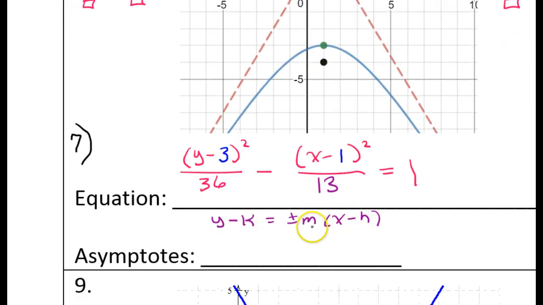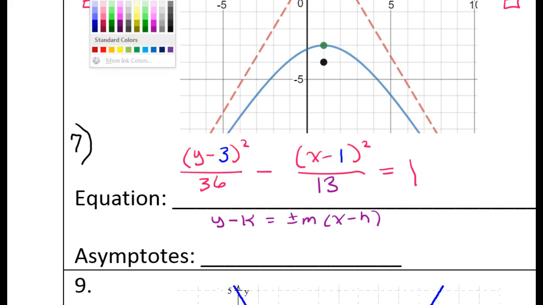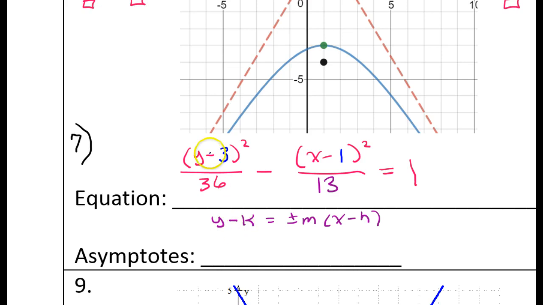But the way it works, and did I say m is the slope? M is the slope. So look, this is also y minus k right here. And this is also x minus h. So I don't need to go back to the beginning. I can just look at my equation, and I know that inside the parentheses here, that's my y minus k. So I just put y minus 3. This x minus h is the x minus 1 that's in standard form. So all I really need is the slope, the plus or minus m.